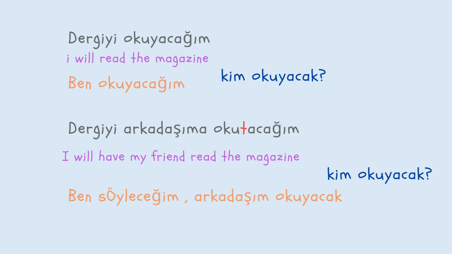In this case, I have to say ben, followed by the person who's going to do the action, arkadaşıma, and the action he's going to do, okutacağım.